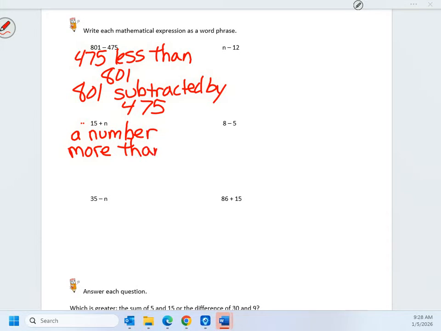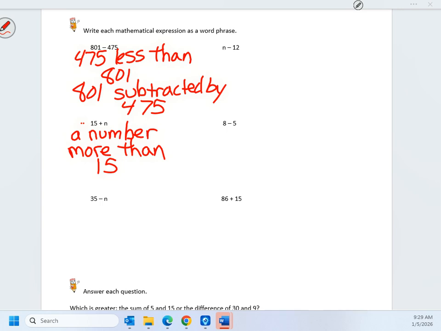A number more than 15. We could have said 15 more than a number. Remember, the order doesn't matter when we add. So I would accept either way, a number more than 15 or 15 more than a number. And yes, we have to write out a number. You can't just put n. You have to tell me, what does n mean?